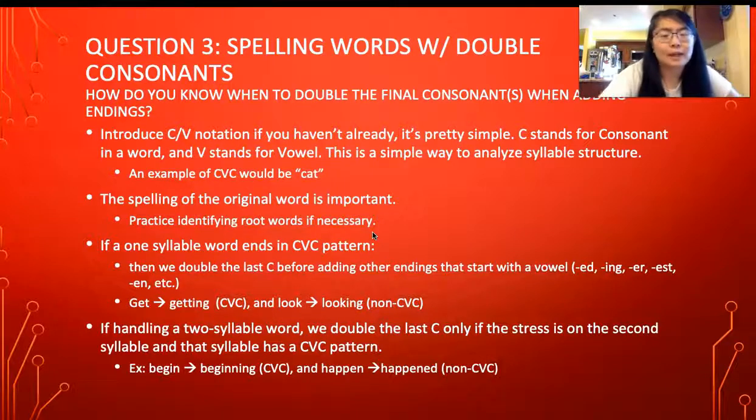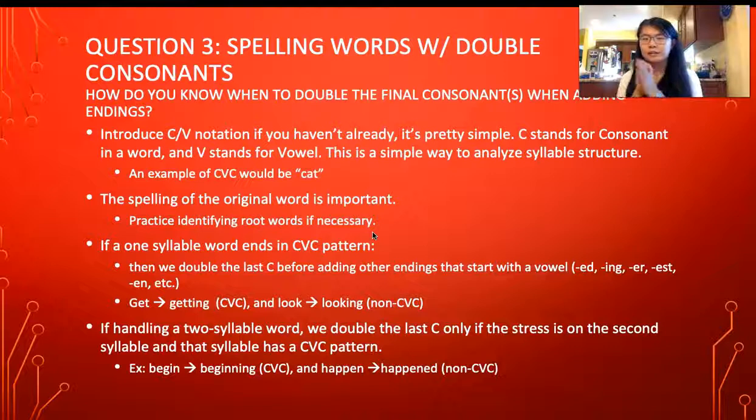So how I would go about teaching this is introducing the CV notation if you haven't already, and if you're lost, like what the heck does that mean? It's easy. It just means consonant, vowel. C, consonant, V, vowel. If you don't know what consonants and vowels are, why they're different, I have some pre-literacy videos that you may be interested in. It's always good to brush up on them. So yeah, C stands for consonant in a word, V stands for vowel, a simple way to analyze syllable structure. So a CVC, consonant, vowel, consonant, would be cat. C, consonant, A, vowel, T, consonant. Cat.